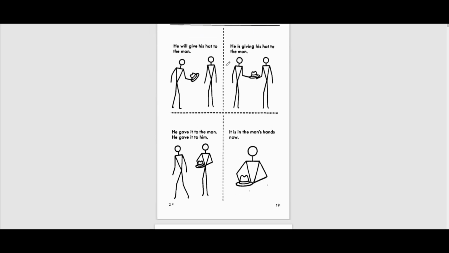He will give his hat to the man. He is giving his hat to the man. He gave it to the man. He gave it to him. It is in the man's hand now. So again, this is tenses. He will, future, giving, present. He gave, past, and it is now. That's just a statement of where it is now.